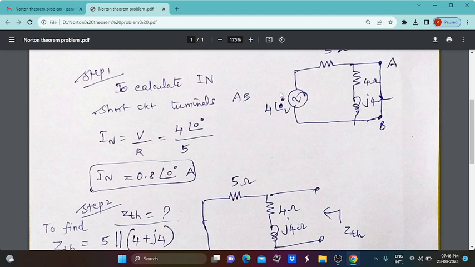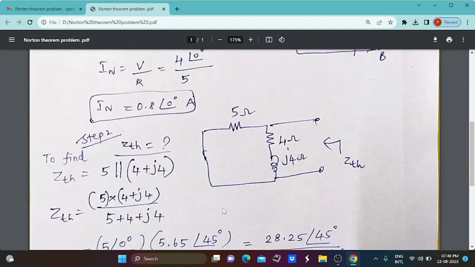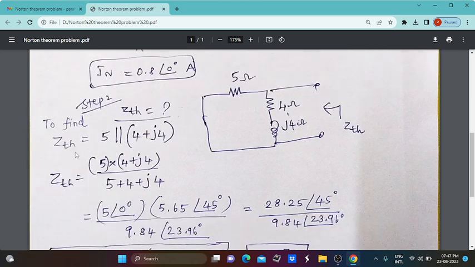Because of this available voltage source, you just remove the voltage source and short circuit it. Finally you have the circuit like this. With the help of this circuit we can find the ZTH or ZN, that is the Norton impedance value. This 5 ohm resistance is parallel with the summation of 4 plus j4, because these two are connected in series. Resistance and inductance are arranged in series, so 4 plus j4, and this series combination is parallel with this 5 ohm.